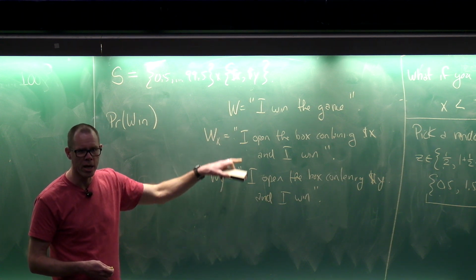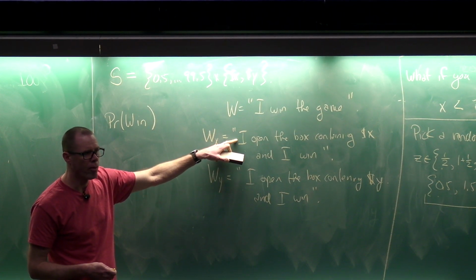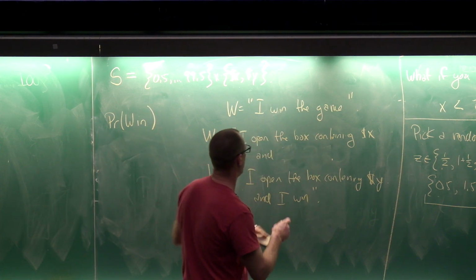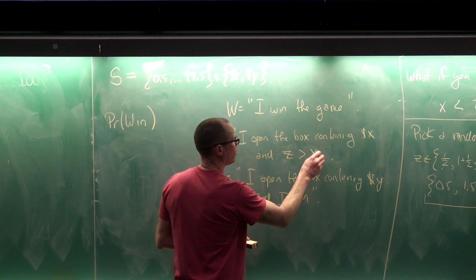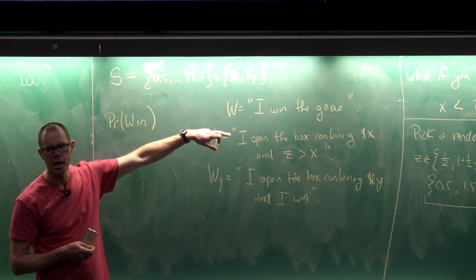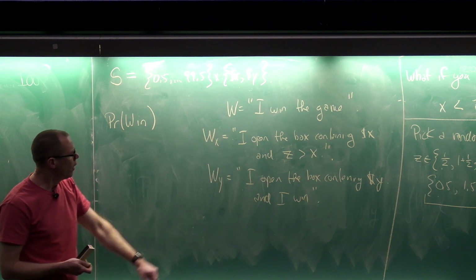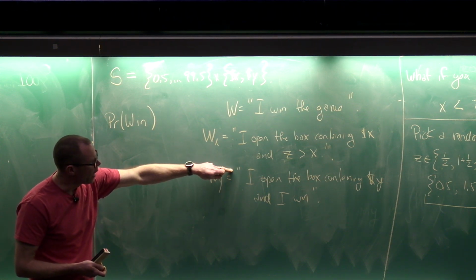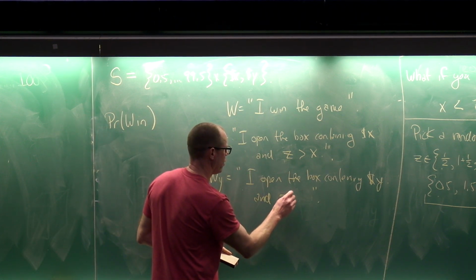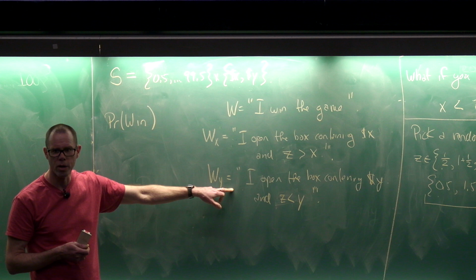And we know what that reason is in either case, right? So I open the box containing x and I win. That happens if z is bigger than x, right? If I open the box containing x and the number z that I picked was bigger than x, then I win. If I open the box containing y and the number z that I picked is less than y, then I'll win because I'll stick with this choice.